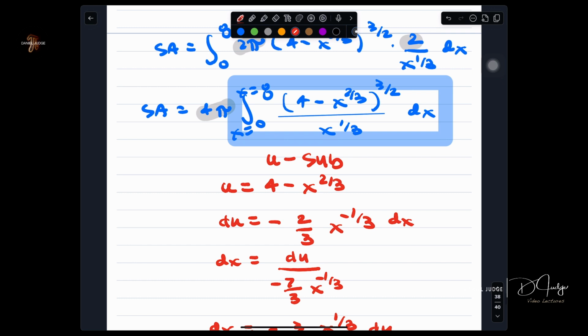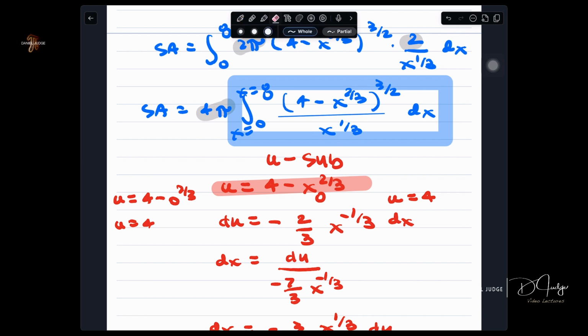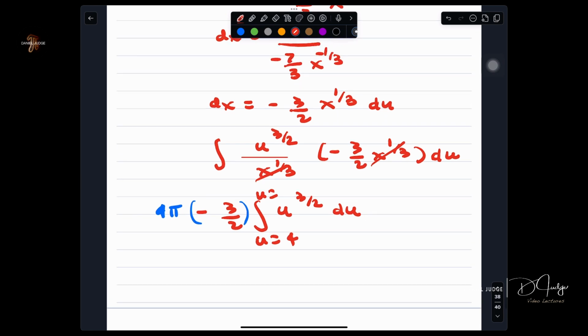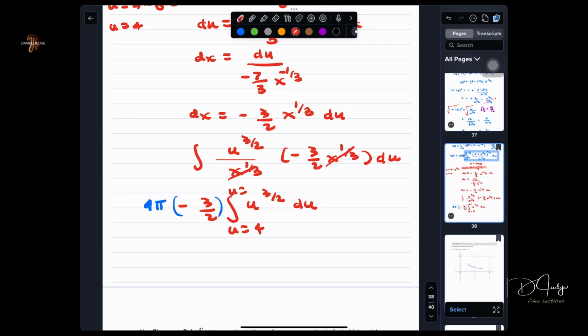So, using u being 4 minus x to the 2/3, when x is 0, u is going to be 4. If you want to look at that, this is 4 minus 0 to the 2/3, which is just 4. So the lower limit value will be 4 now. So I'm going to put that 4 down here.